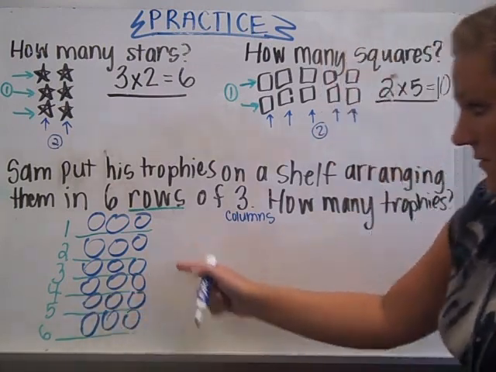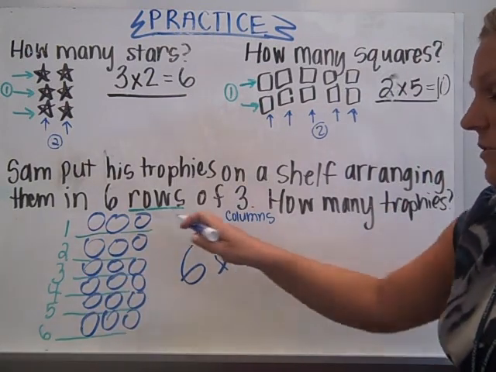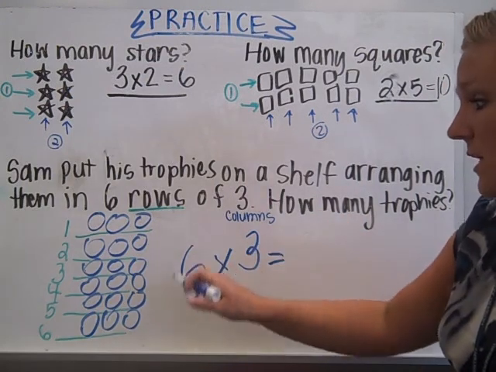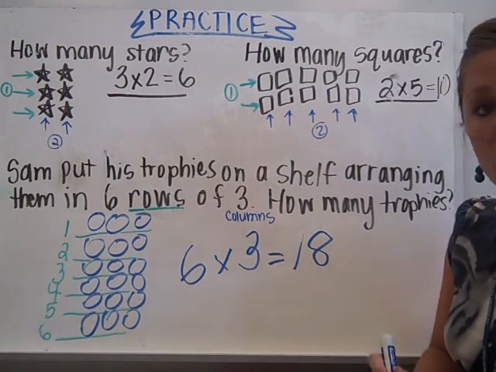So my equation for this would be 6 rows times 3 in each row, or 3 columns. And if I count up each circle, I will get 18. So he has 18 trophies.